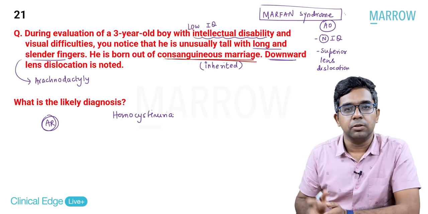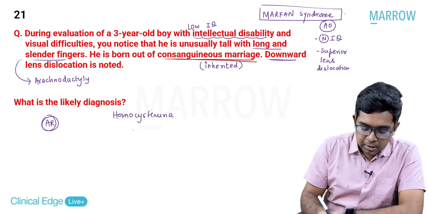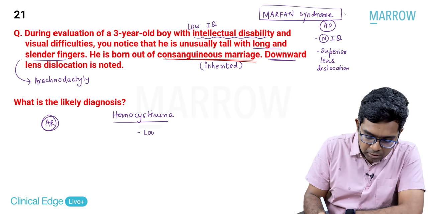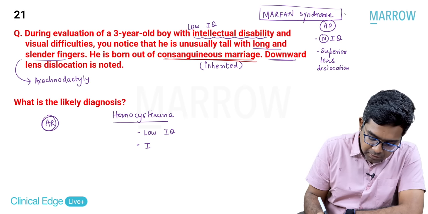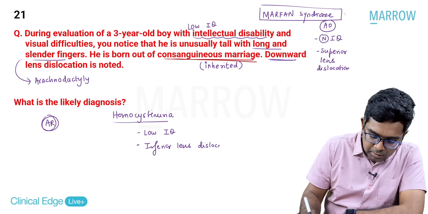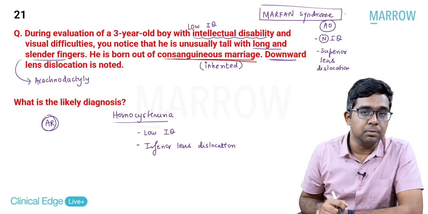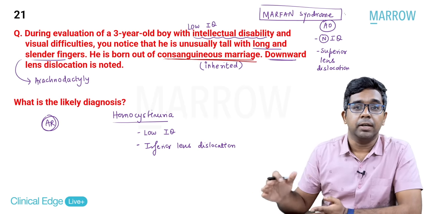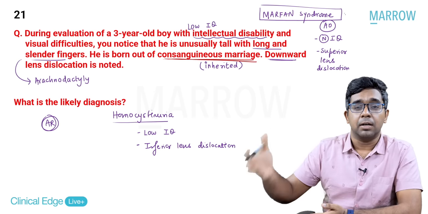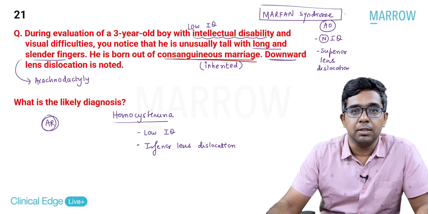Homocystinuria, just like Marfan syndrome, has tall stature with long slender fingers or arachnodactyly. But the point of difference is, in homocystinuria, one, I have already told you, autosomal recessive mode of inheritance. Second is, they have low IQ as well as inferior lens dislocation. This is how you differentiate homocystinuria from Marfan syndrome. And that is why in this particular question, my diagnosis is homocystinuria and not Marfan syndrome. So the learning objective from this question is how to differentiate between Marfan syndrome and another condition which looks like it in the form of homocystinuria. That is the aim of discussion in this particular question.